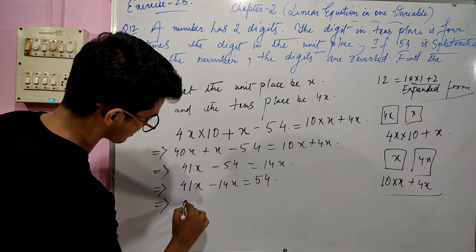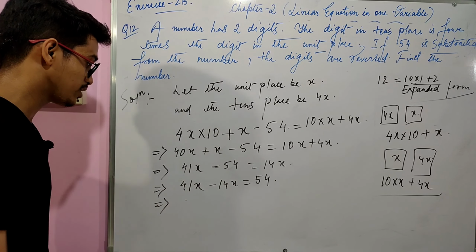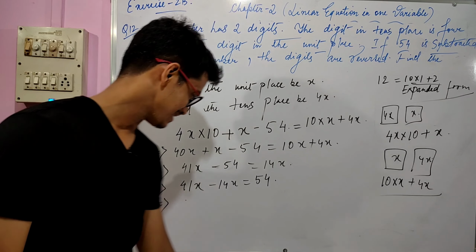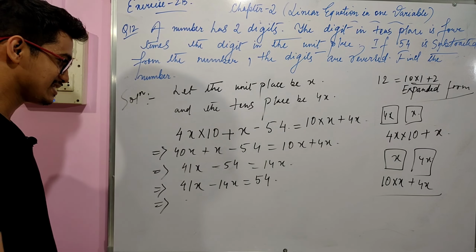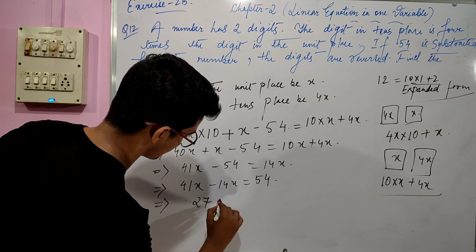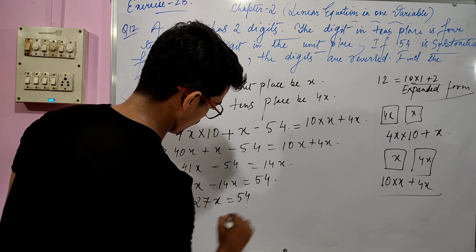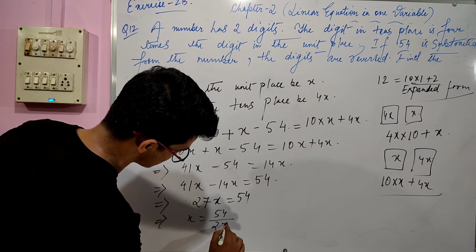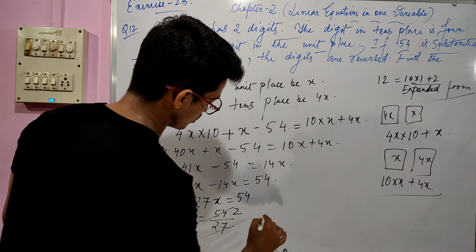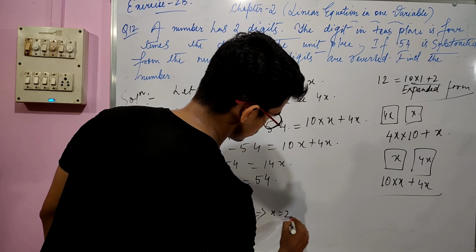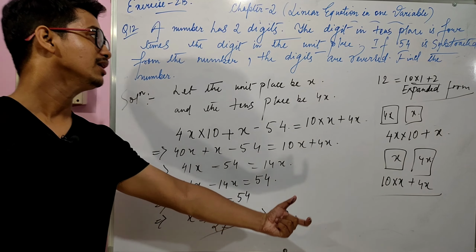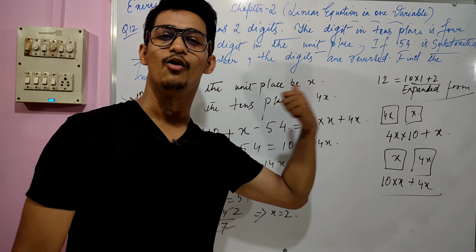So basically, 41 minus 14 is what? 27. So 27x equal to 54. So x is 54 by 27, which is 2. This implies x equal to 2. Finding the number means they are talking not about the reversed number but the original number.